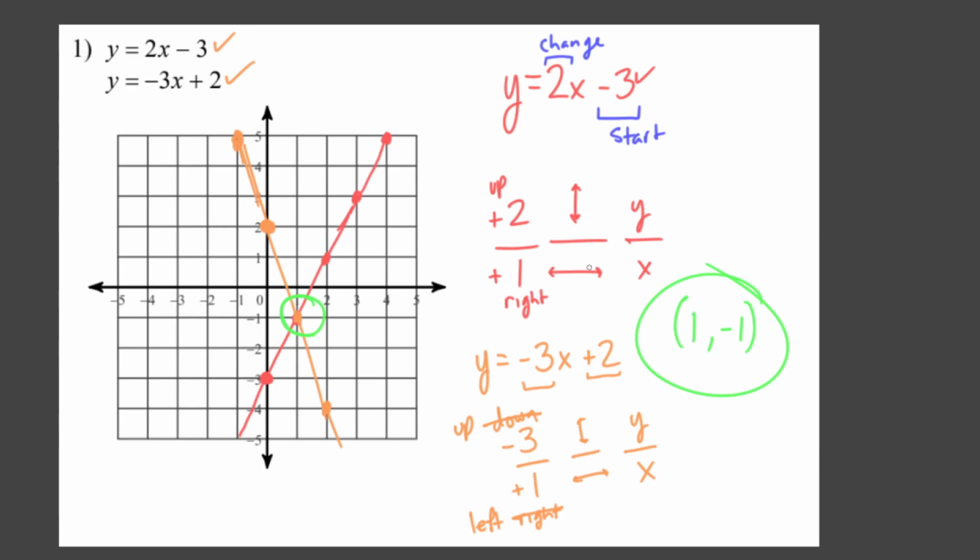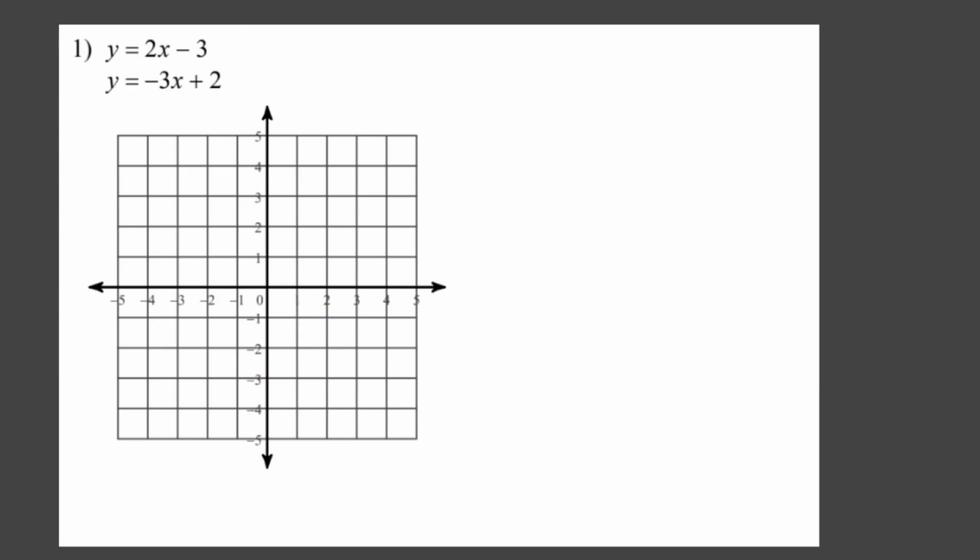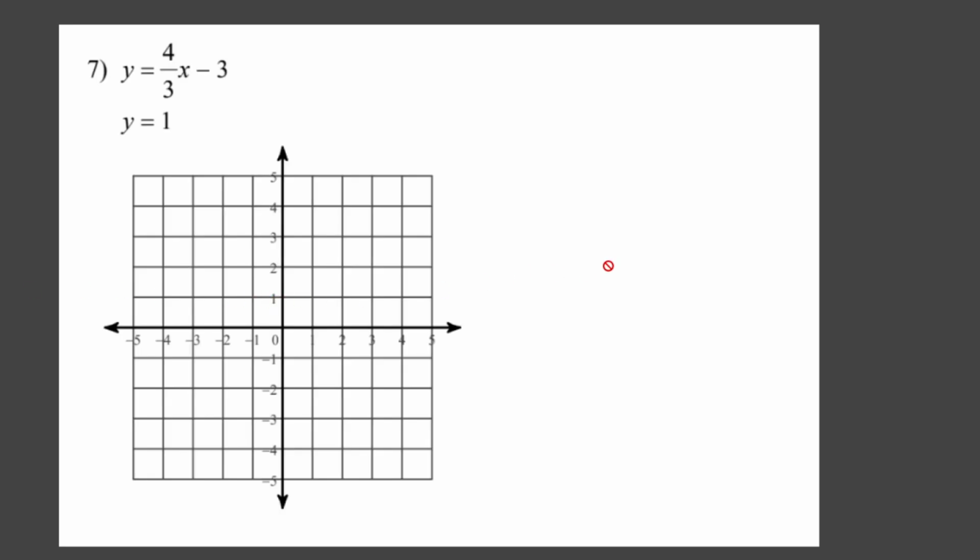There's a couple of different equations in there, so we're going to go over one more problem before I stop the video. Change this from problem 1 to problem 7. Problem 7. A couple of different things here.